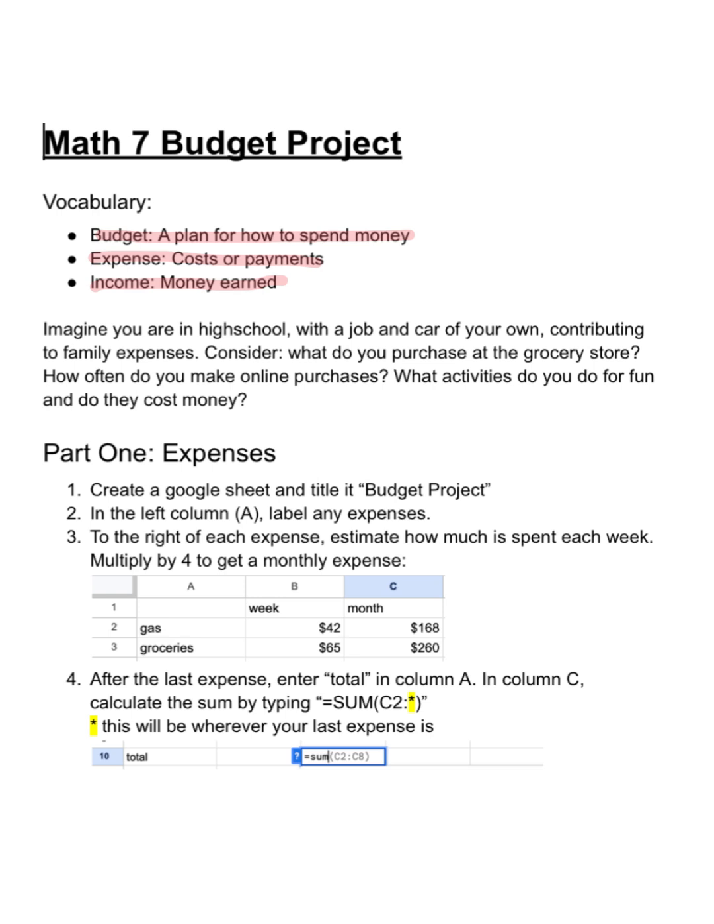So part 1 of this project is expenses. So for part 1, you're going to be thinking of what kind of things cost money. For this project, I want you to think of in a week, and then we're going to multiply that by 4 to get expenses for a month. So there's about 4 weeks in a month.